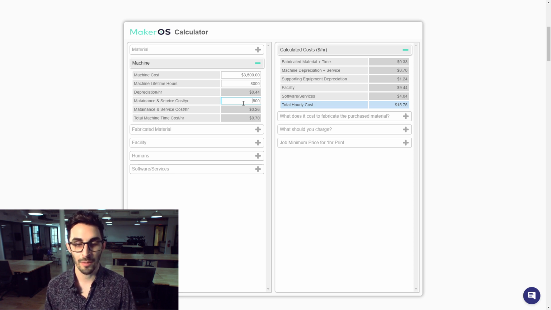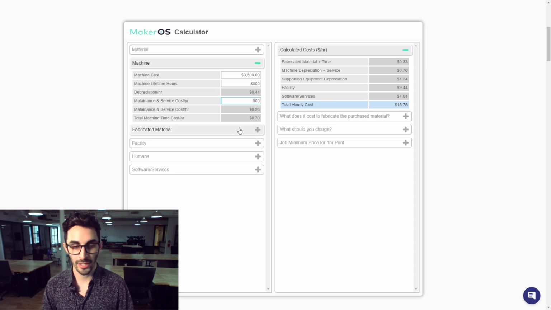Usually, it actually comes out much easier if you pay the maintenance and service cost. You'd be surprised how much time or actual money you save by buying these packages. It might seem like a large upfront cost, but it gives you security and peace of mind if anything were to actually go wrong with your machine, and could save you a lot of money and time in the future. So with all that said, let's look at the total machine time cost per hour. It's only 70 cents per hour, so we're looking pretty good here.